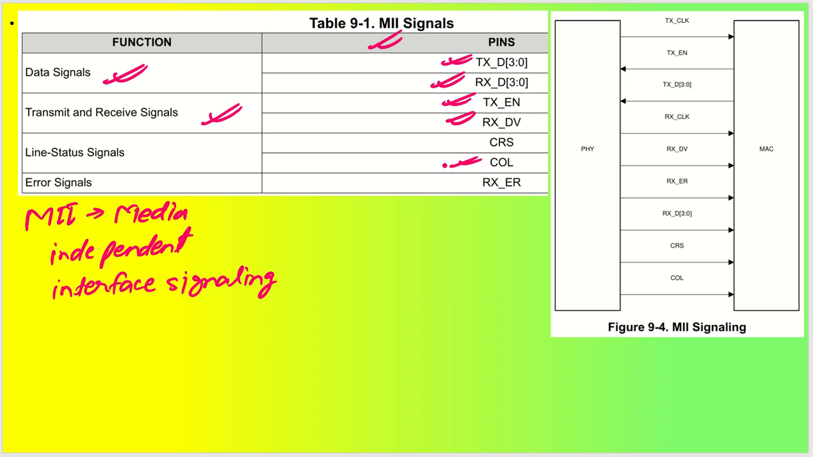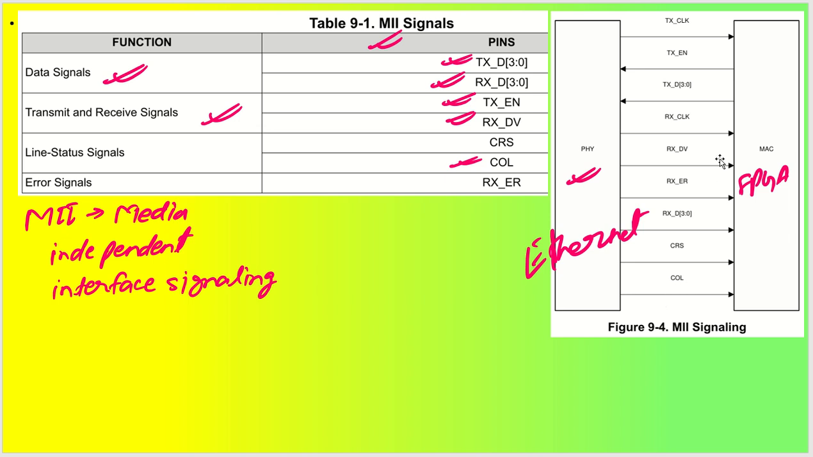So as you can see, PHY is nothing but your Ethernet, and MAC is nothing but, let's say, your FPGA. Between the FPGA and the Ethernet IC, these are the lines that are being used. We have transmit clock, transmit enable, transmit data lines, then receive clock, receive data valid, receive error, receive data lines, and then the carrier sense signal, and then the collision detect signal, okay?